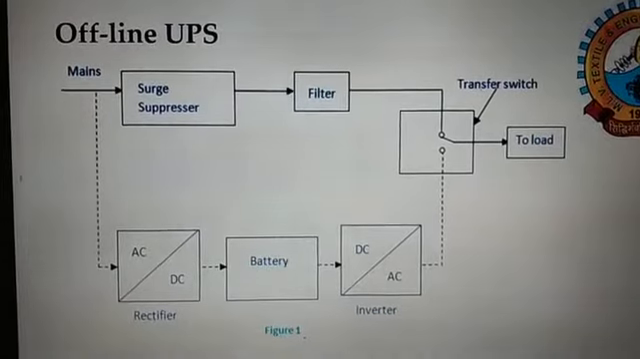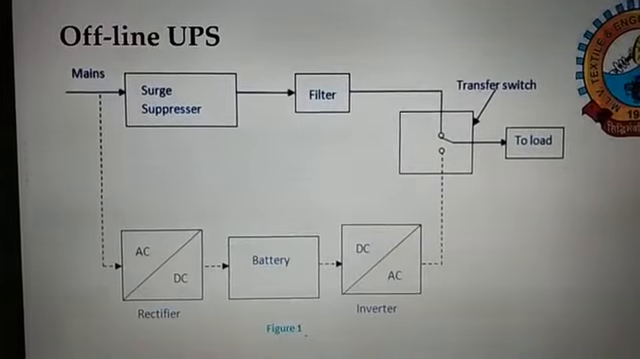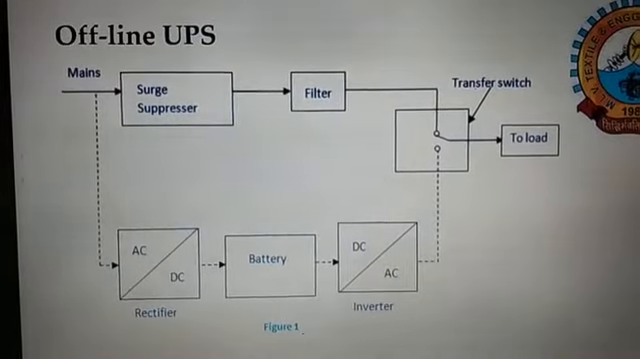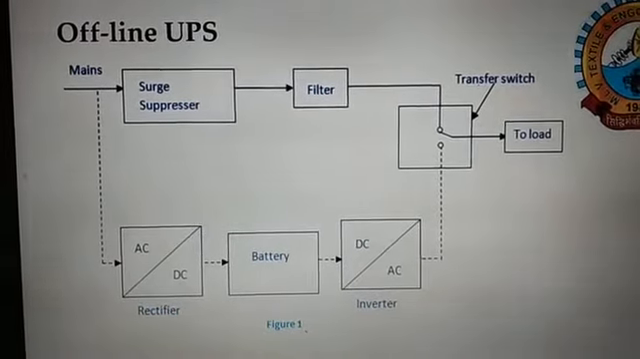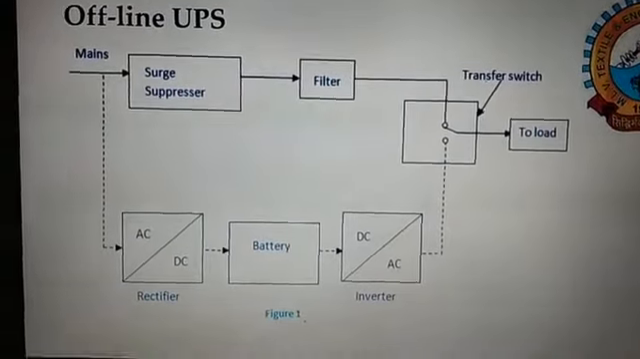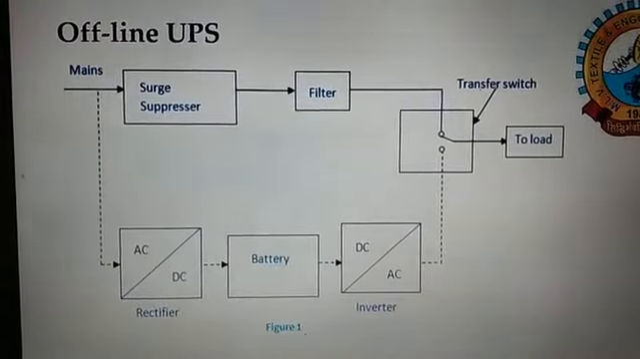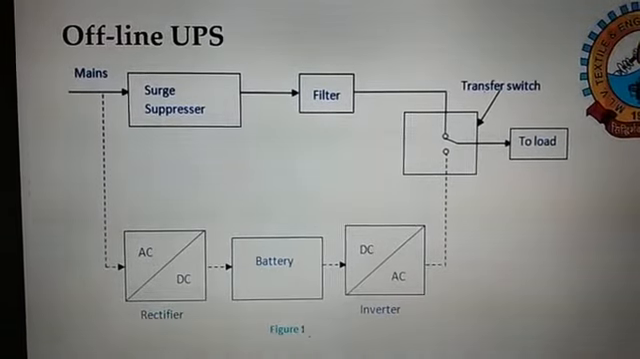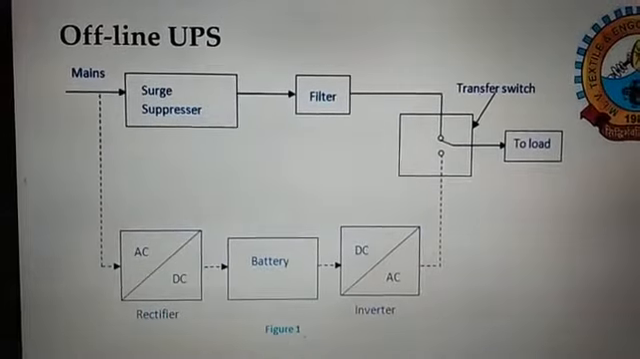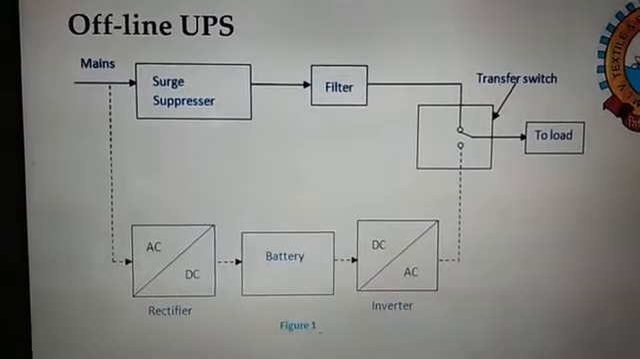Now this switch is in the first position, which shows the connection with the main line, and in the failure condition it automatically connects to the inverter output, and then the inverter will supply the AC source to the load. The speed of the transfer switch is very high, so it will take very little time for switching, which keeps your device at the load side safe.